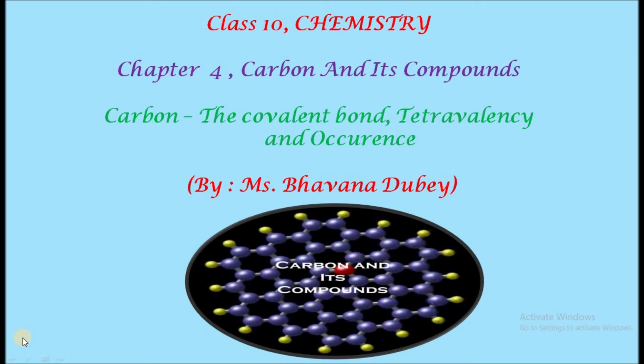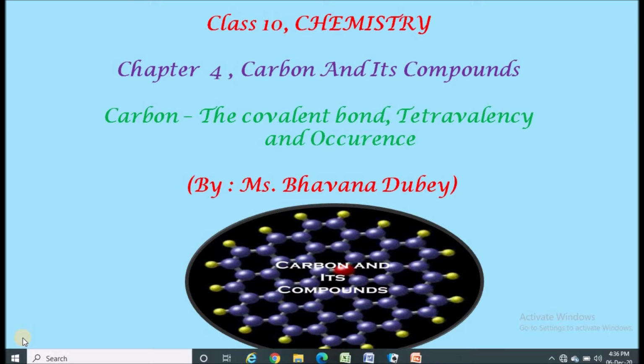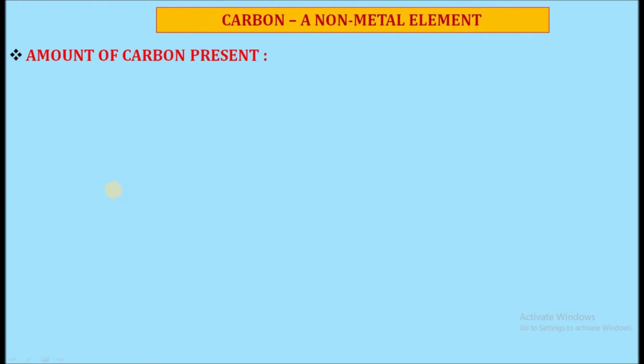Today, we are going to study carbon and its compounds, which is chapter number 4 in the textbook of class 10th science. Today, we will cover the topics the covalent bond, tetravalency, and occurrence of carbon. Firstly, we will see the introduction, the percentage of carbon.